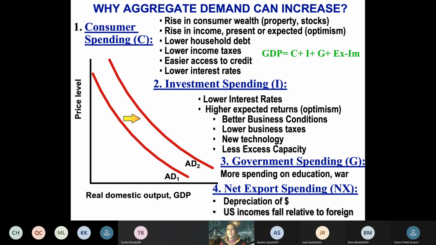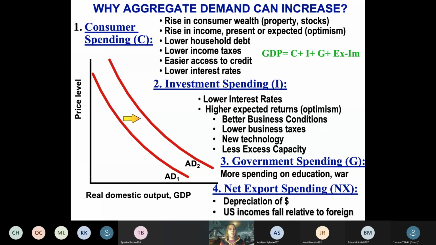So government spending is one of the major factors that explains shifts in the aggregate demand. For example, more government spending on education, on healthcare, increases aggregate demand, but also more government spending on bad things like war, like cleaning up an oil spill, also contributes to increased aggregate demand. And finally, the final component of the GDP is net exports.